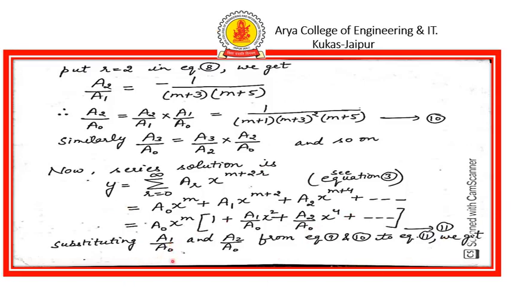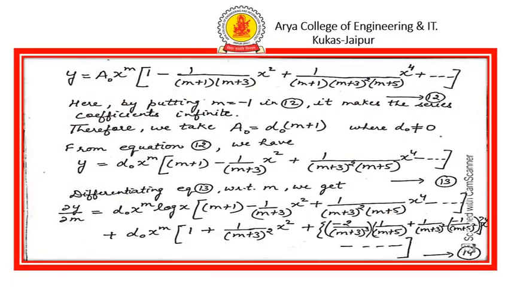So the series solution y is given by equation number 11. Substituting a1 by a0 and a2 by a0 from equation number 9 and equation number 10 into equation number 11, we get the value of y in terms of m, given by equation number 12.